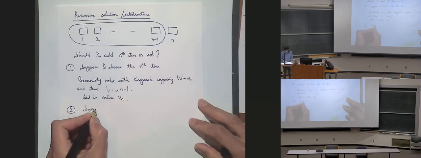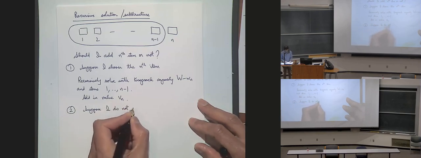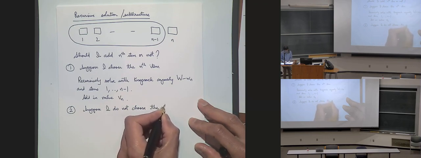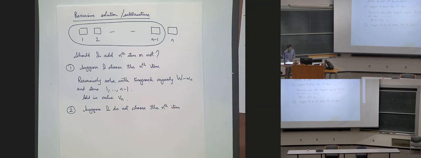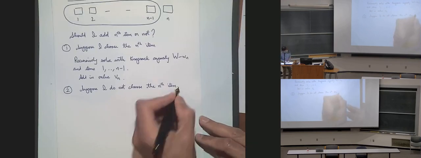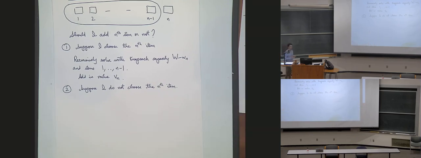Now suppose I do not choose the nth item. Okay, suppose I don't choose the nth item. Well, then it's easy. Then I just recursively solve on the first n minus 1 items with the same knapsack capacity.